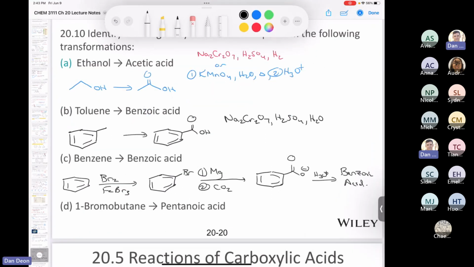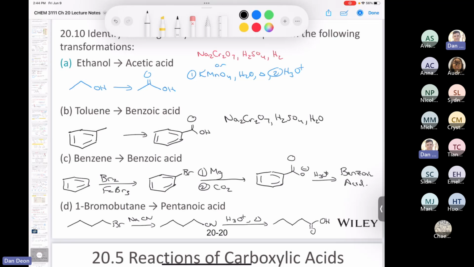Is there enough space to do the last one? The last one is 1-bromobutane to pentanoic acid. So if you had 1-bromobutane, so that's this compound, and you want to make pentanoic acid, so 1, 2, 3, 4, 5. So for this, you could use sodium cyanide. So just treat it with sodium cyanide, and that would make this compound. And then all you have to do is hydrolyze it, right? So you'd use H3O+ and heat it.